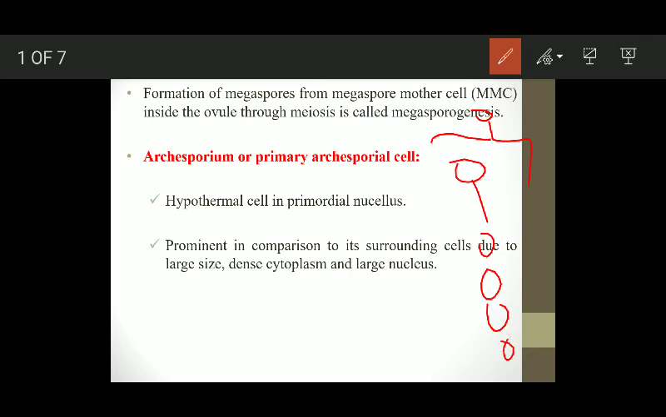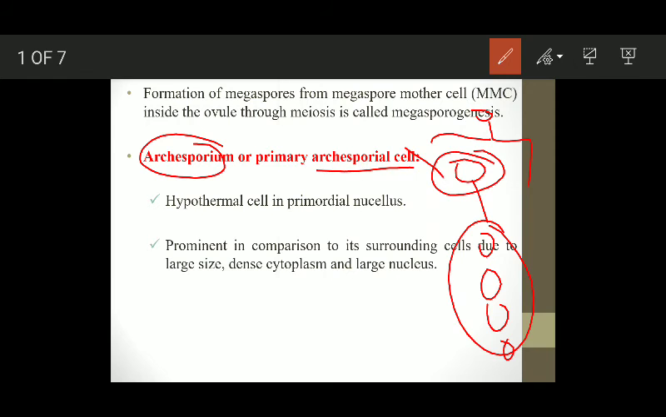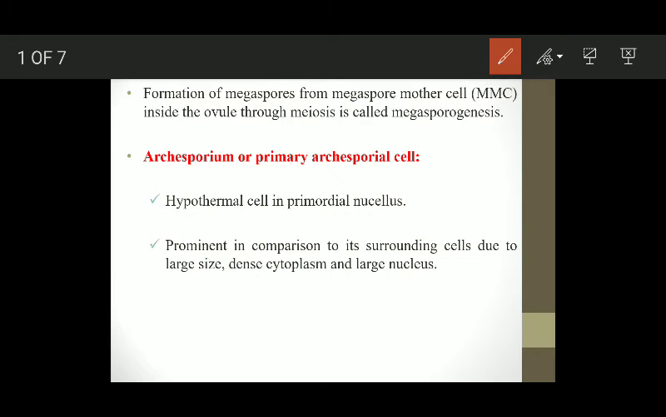Now, what are the cells that give rise to these megaspores? Basically, it is archesporium or primary archesporial cell that undergoes meiosis and results in the formation of megaspores. The archesporium or primary archesporial cell is hypodermal. Hypodermal means it lies below the epidermis. And this hypodermal cell is present in the nucellus.